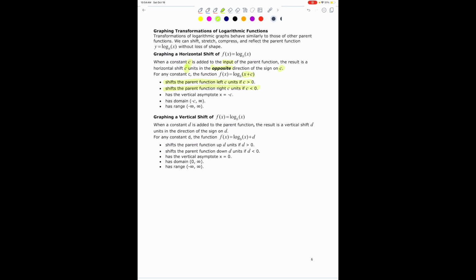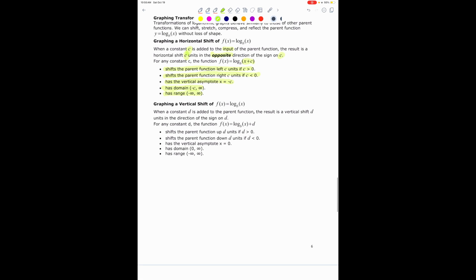What's going to change? The vertical asymptote is going to shift from 0 to negative c. So the vertical asymptote is going to be equal to negative c. The domain is going to be from negative c to positive infinity. It shifts with the vertical asymptote. The range is not going to change. It's going to be from negative infinity to positive infinity.